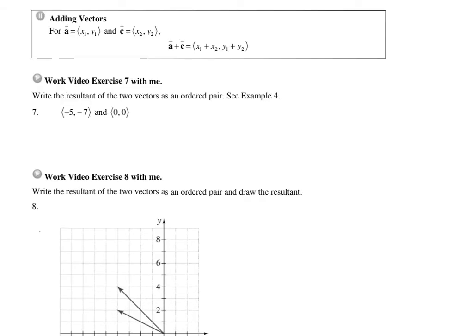So obviously the sum of these two vectors, the resultant vector, would be still -5, -7, because you're adding -5 with 0 and -7 with 0. That one's kind of silly.